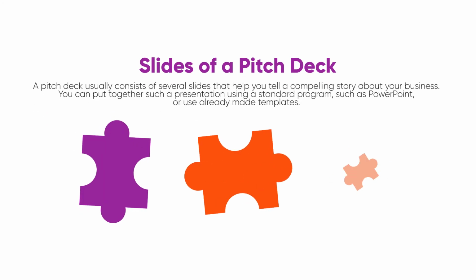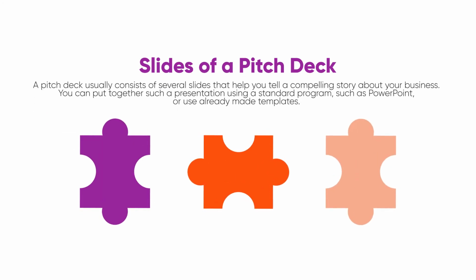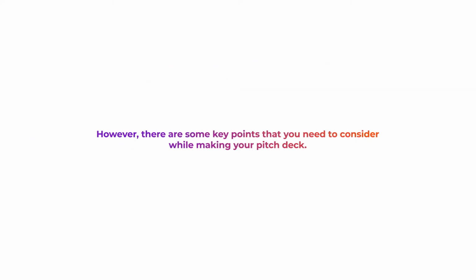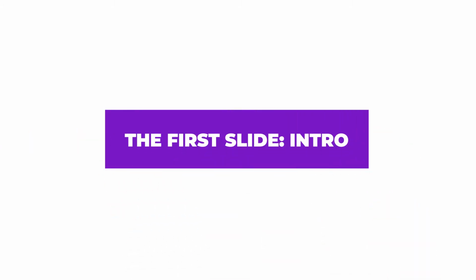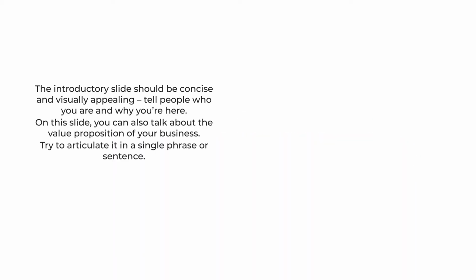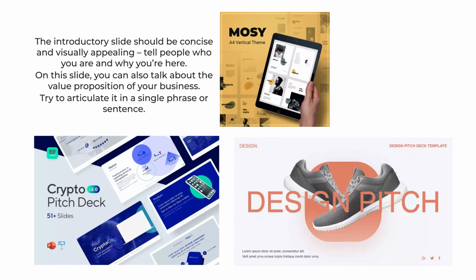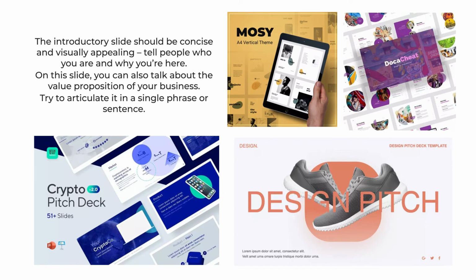Slides of a pitch deck. A pitch deck usually consists of several slides that help you tell a compelling story about your business. You can put together such a presentation using a standard program, such as PowerPoint, or use already made templates. However, there are some key points that you need to consider while making your pitch deck. The first slide, intro. The introductory slide should be concise and visually appealing, tell people who you are and why you're here. On this slide, you can also talk about the value proposition of your business. Try to articulate it in a single phrase or sentence.